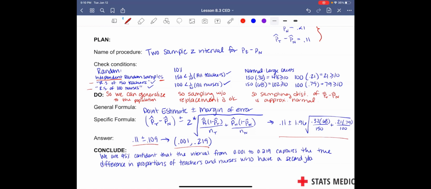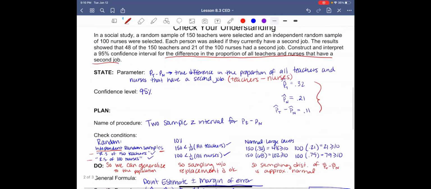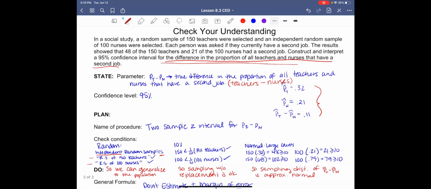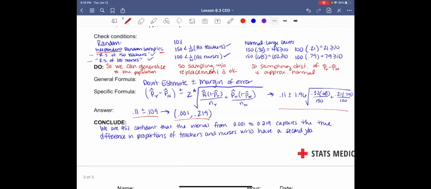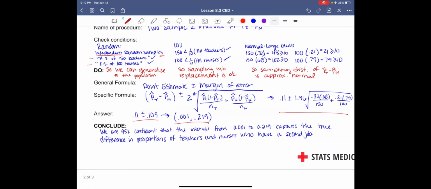So for my conclusion, we are 95% confident the interval from 0.001 to 0.219 captures the true, and then I've used, again, that exact wording from up here, just stemmed it from the problem. So that is the true difference in proportions of teachers and nurses who have a second job. Again, I would write in parentheses the order of your subtraction.